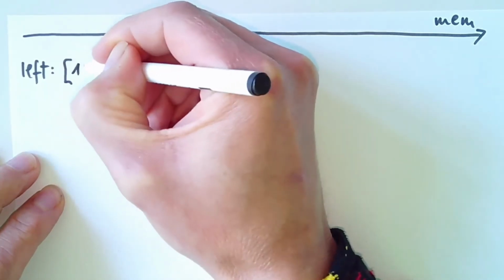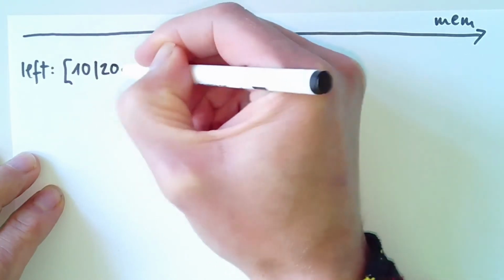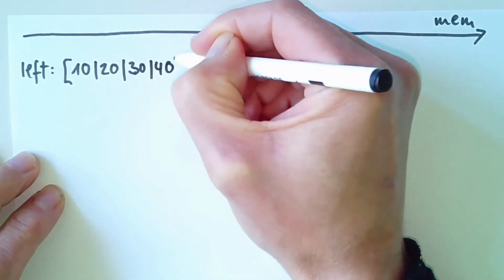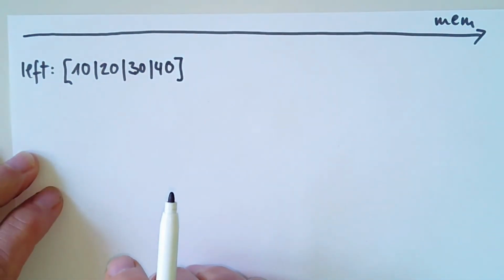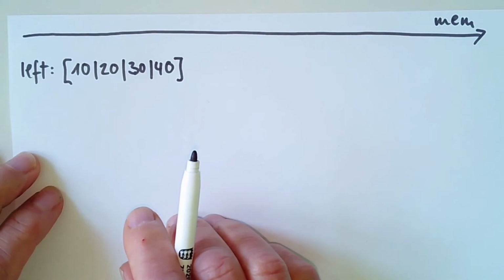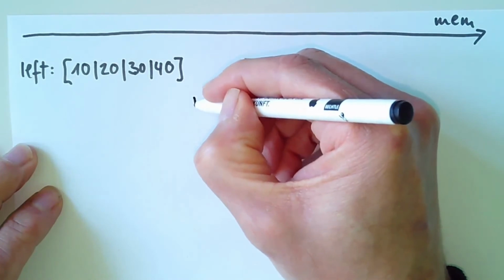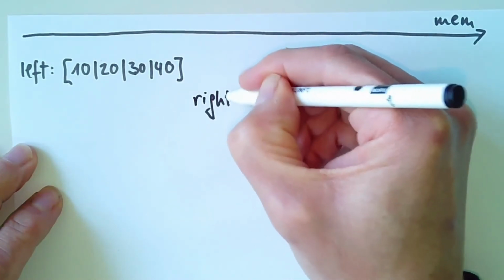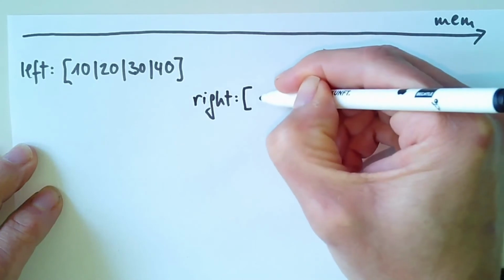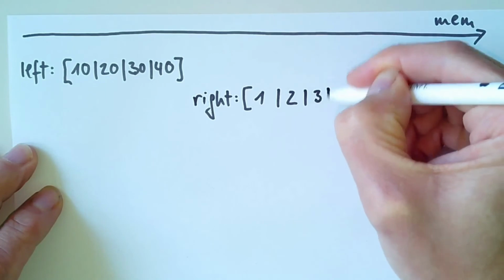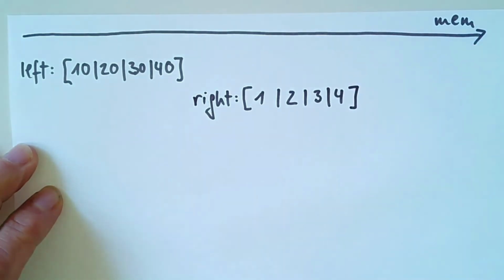Okay, and it has elements 10, 20, 30, and 40. So that would be one input to our BATCalc subroutine. Somewhere else in memory there would be the right array. Let's have that. And let's put the elements 1, 2, 3, 4 in there.